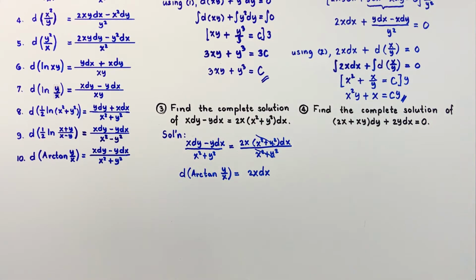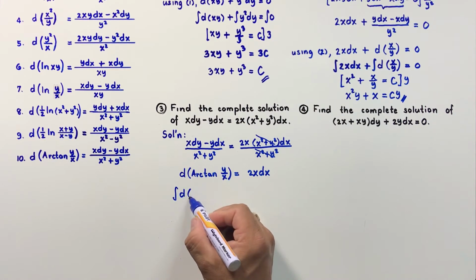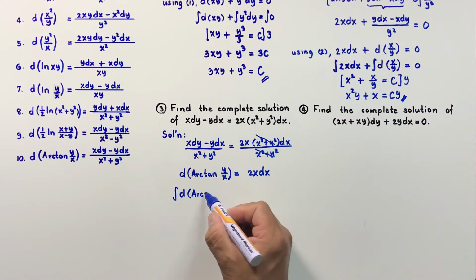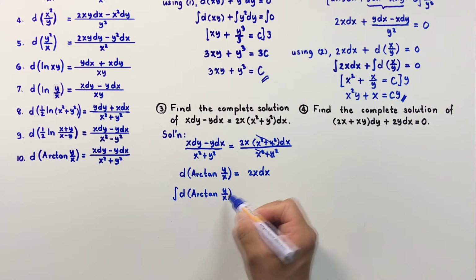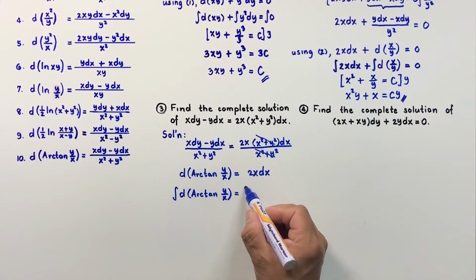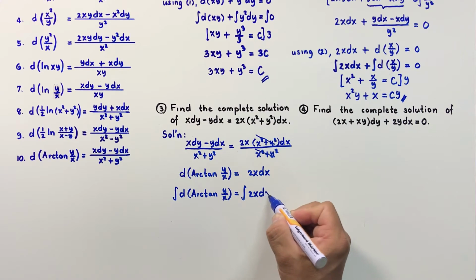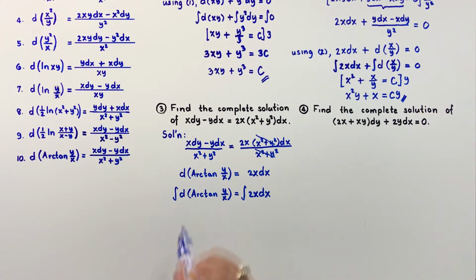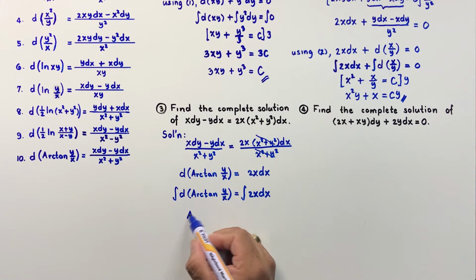So taking the integral to both sides of this equation, we have this integral of the differential of the arctangent of y over x, which is equal to the integral of 2x dx here. And we know that the integral of a differential cancels each other.